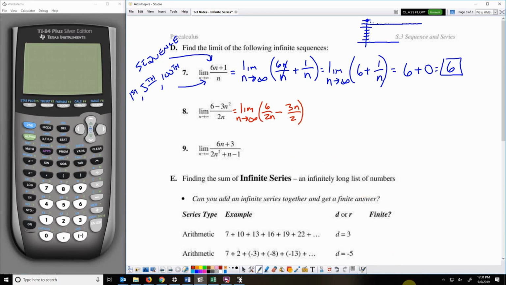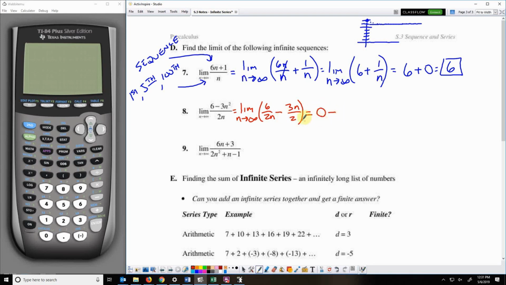Okay, so as n gets bigger, I've got 6 over 2 times 1, that's 3. 6 over 2 times 2, so now it's 6 over 4. And then 6 over 2 times 3, now I've got 6 over 6. 6 over 2 times 4, now I've got 6 over 8. The number is getting smaller and smaller, and as that denominator continues to grow, this right here is going to approach, not reach, it's going to approach a value of 0.